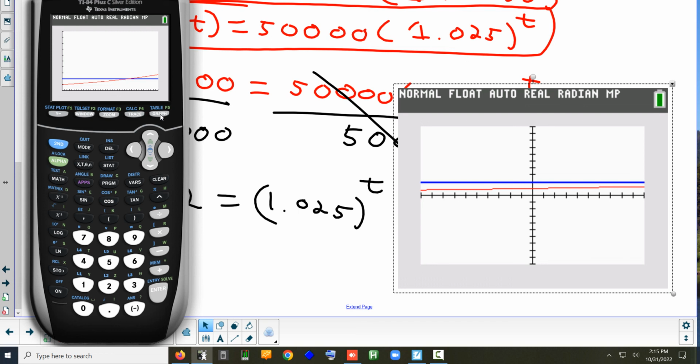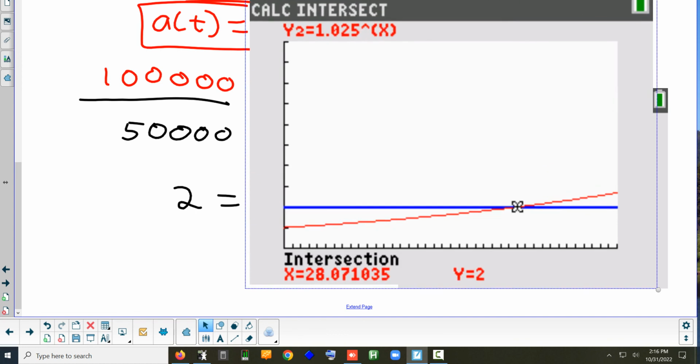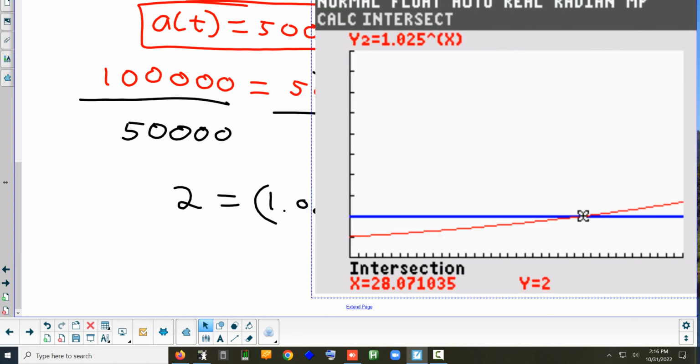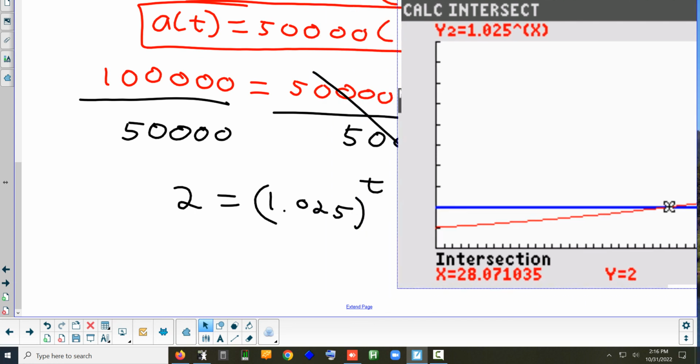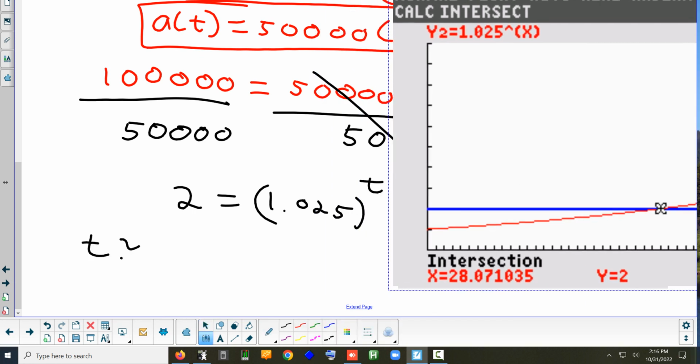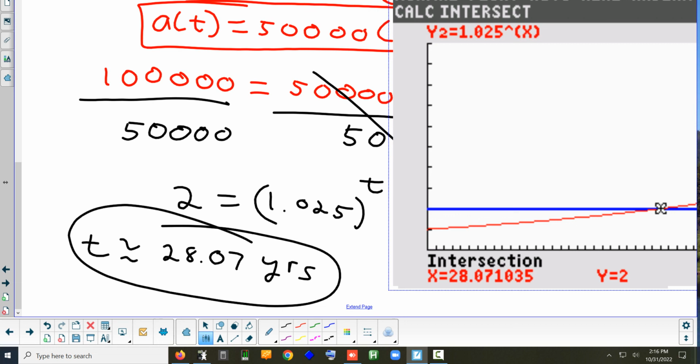Yeah. Calculate. Second, calculate, and we want to do option 5. So we're going to hit enter 3 times. So how many years have to go by before the population of the town hits 100,000 people? Yeah, about 28. A little after 28 years. So t is about 28.07 years. Okay. Any question on that one?